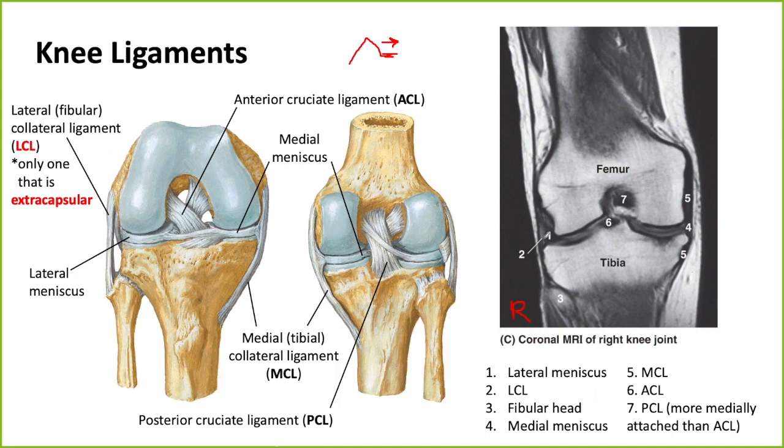So right in here between our femur and our tibia, we've got the meniscus. So our lateral meniscus, and then our medial meniscus. In the middle, right here, at the front, is our ACL, and then more into the back is our PCL. So it looks more medially attached. Our MCL, of course, is going to be on our medial side, and on the lateral side, we've got our LCL. And so make sure that you look for that fibular head so you know it's lateral.